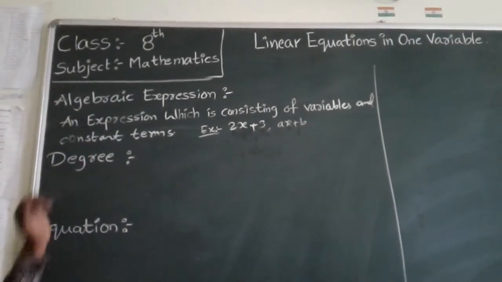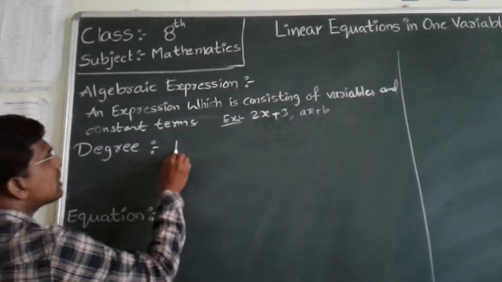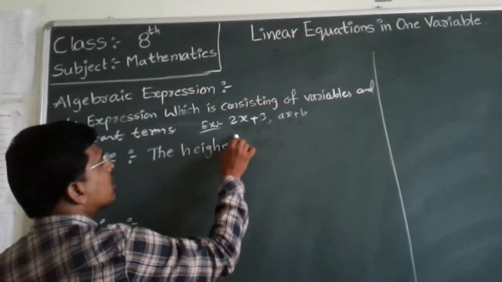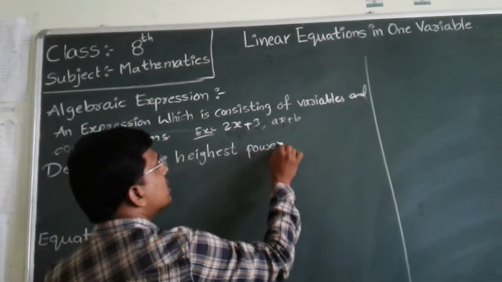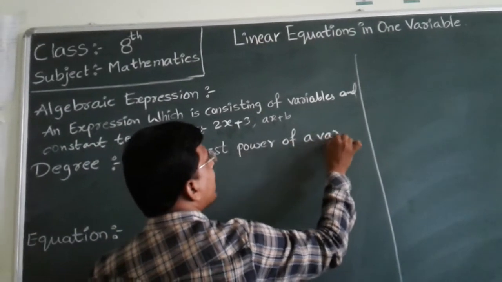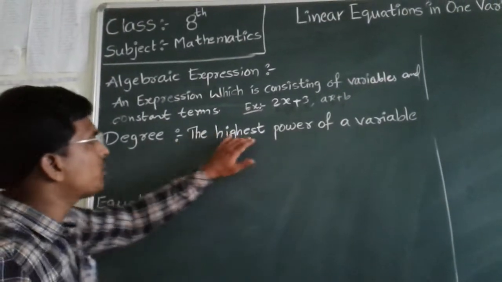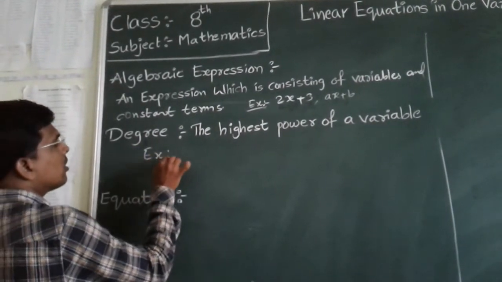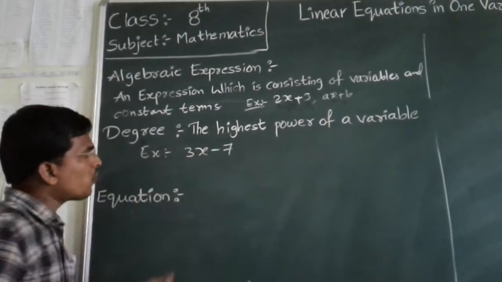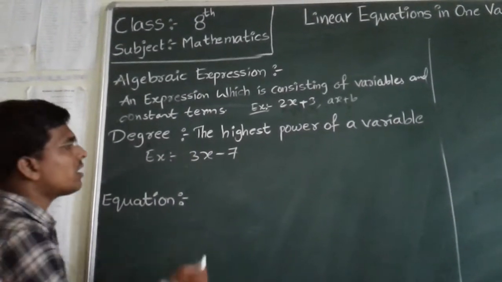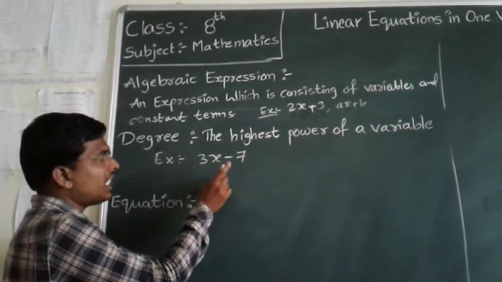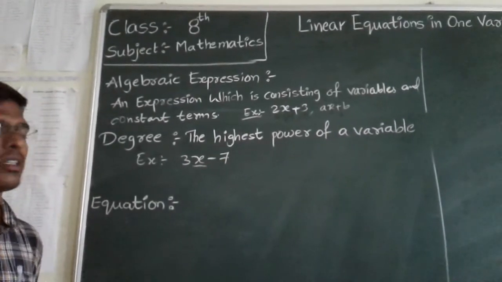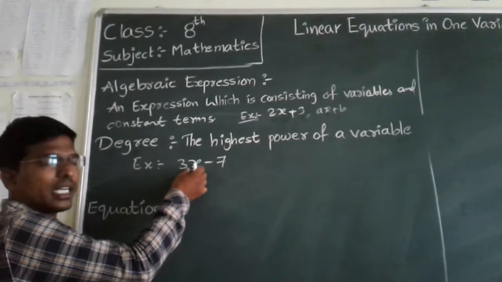And degree. What is meant by degree? The highest power of a variable is known as degree. Suppose the example 3x minus 7. What is the degree of this polynomial? First identify the variable. This is the variable x. 3 and minus 7 are both constant terms, so we need only the variable, that is x.